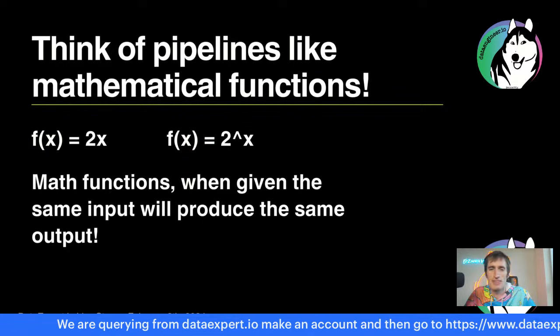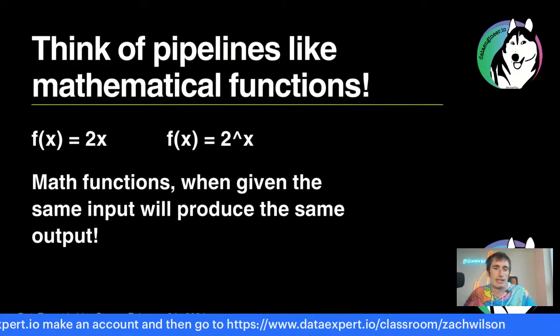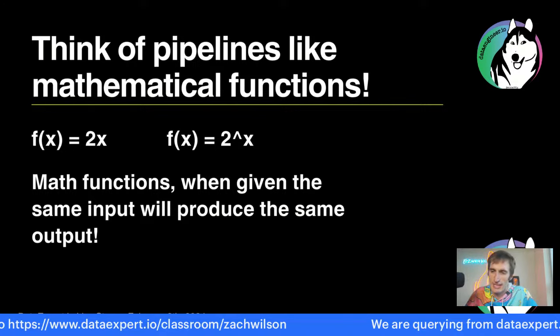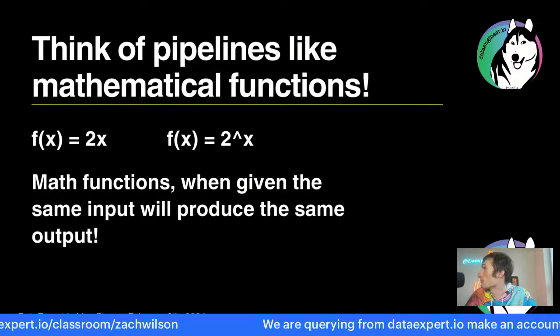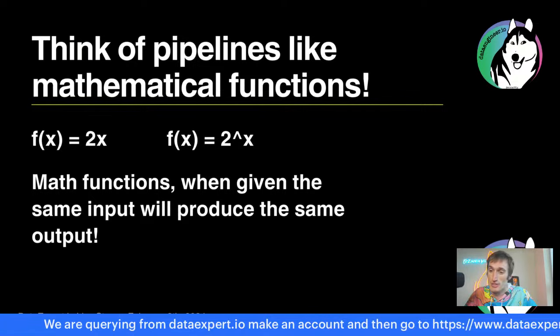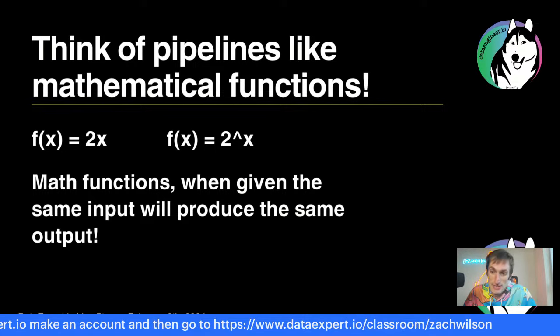You want to be thinking of your pipeline like a mathematical function. You can think of it this way: you have f(x) = 2x. If you plug in 4, you get 8. It doesn't matter if you plug in 4 on Christmas, you get 8. If you plug in 4 on New Year's, you get 8. You plug in 4 on the 4th of July, you get 8. It's the same, always, right?